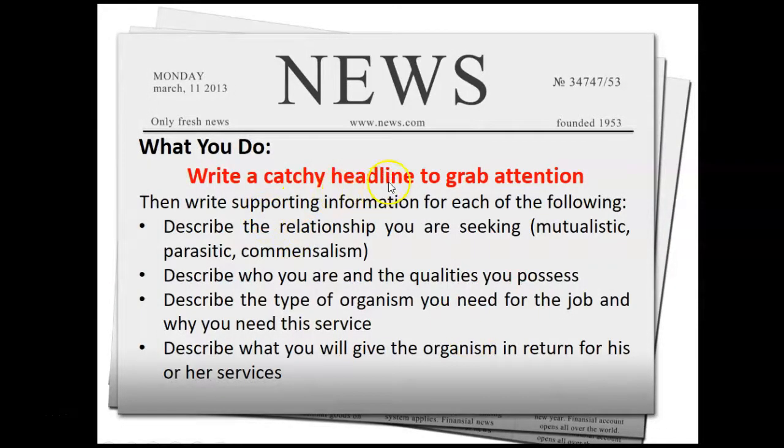You're going to write a catchy headline to grab attention. Then write supporting information for each of the following. You're going to describe the relationship that you're seeking. Is it mutualistic? Is it parasitic? Is it commensalistic? Then you're going to describe who you are and the qualities that you possess. You're going to describe the type of organism that you need for the job and why you need this service. And then you'll describe what you will give the organism in return for his or her services.